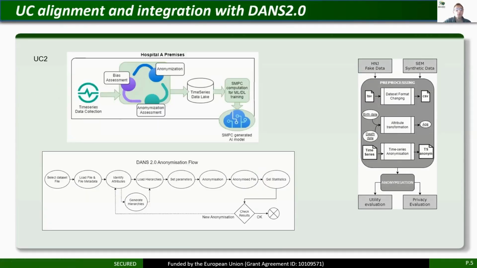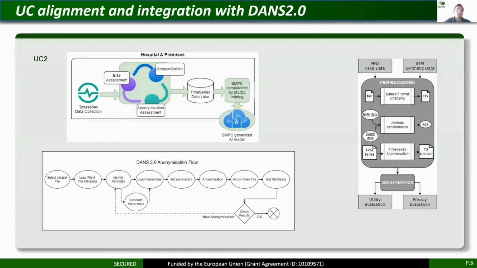So here we can see a simple example of the pipeline regarding the integration with the DANS, that is the Data Anonymization Service, inside use case 2. Here inside our use case we have a collection of time series that our system at the hospital generates, and then we apply the anonymization, and after that we do an anonymization assessment to finally build a data lake for our time series that we can then exploit.